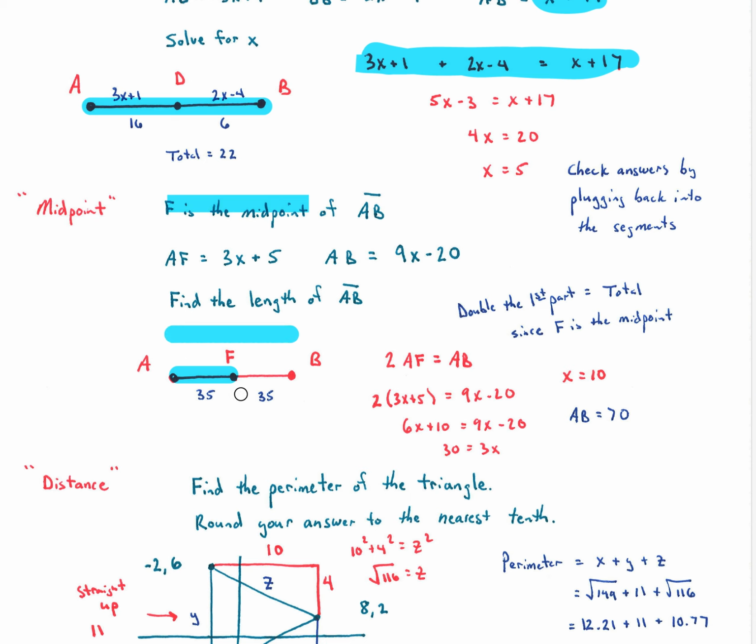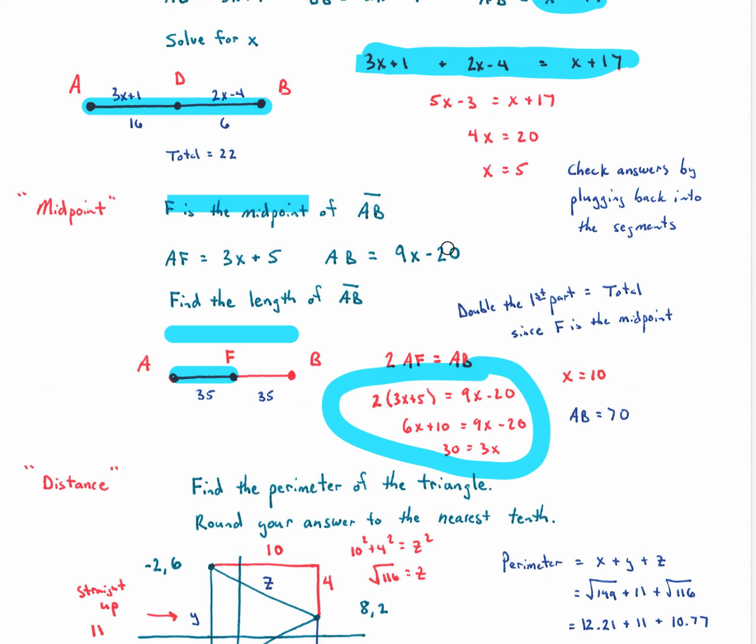Well, if F is in the middle, I know I can take 2 times AF to equal AB, meaning 2 times the first part equals the total as long as F is in the middle. And it says it's in the middle because F is the midpoint. So I took 2 times the first one equaling the total, and then this is just me doing the algebra to solve it, and I get an x value of 10.